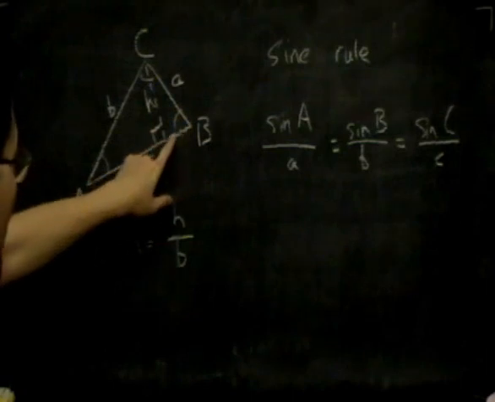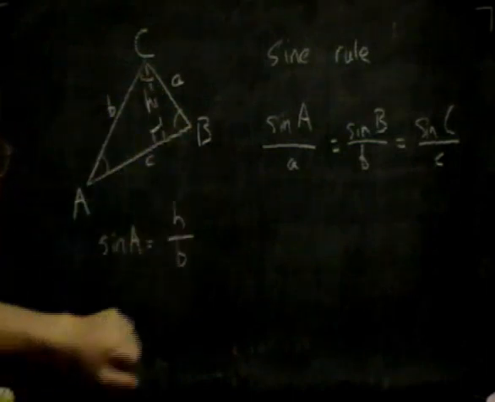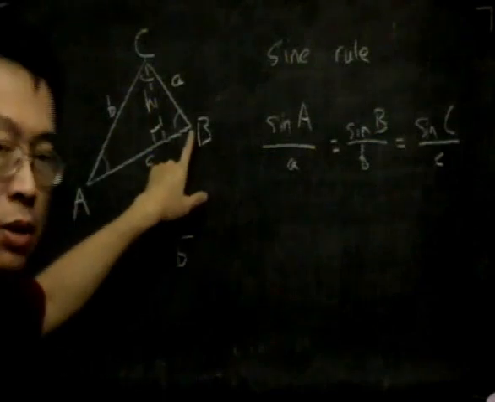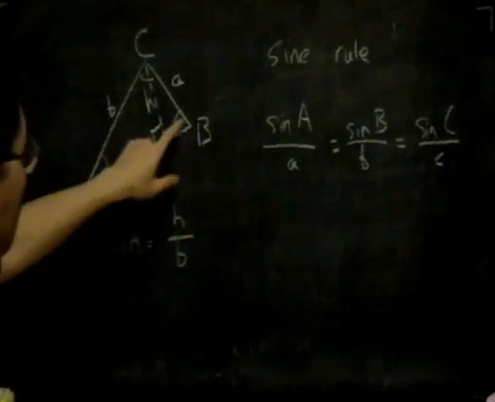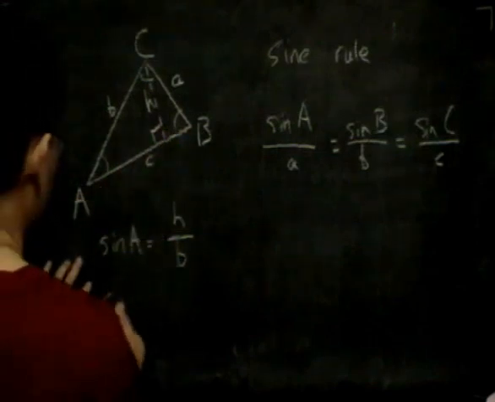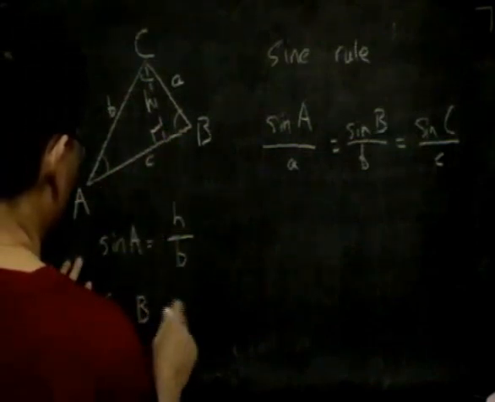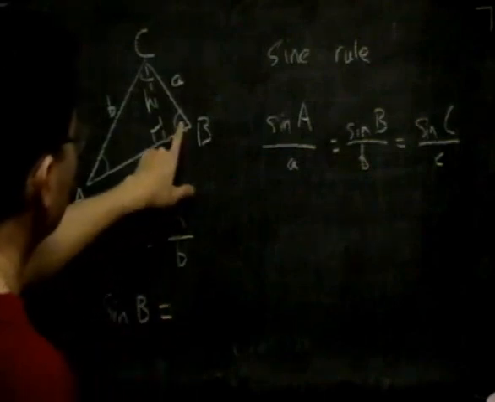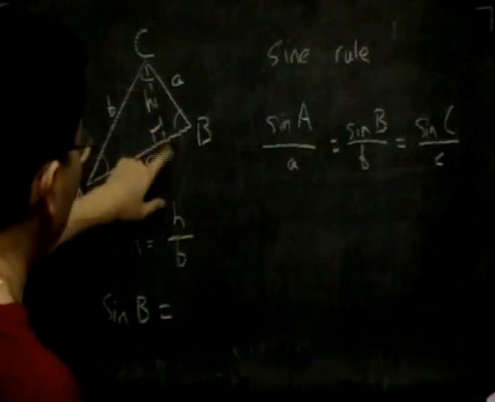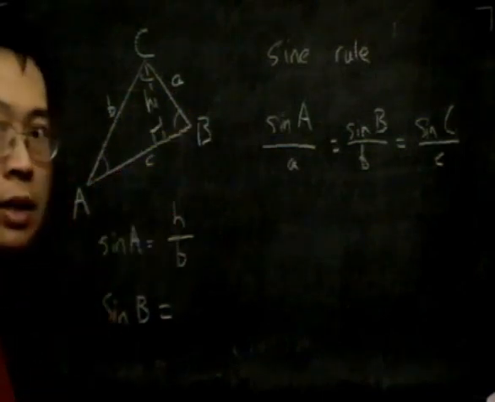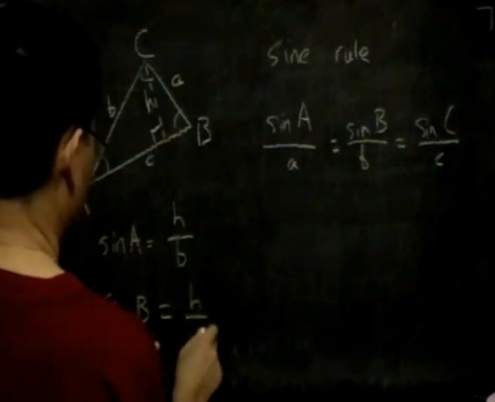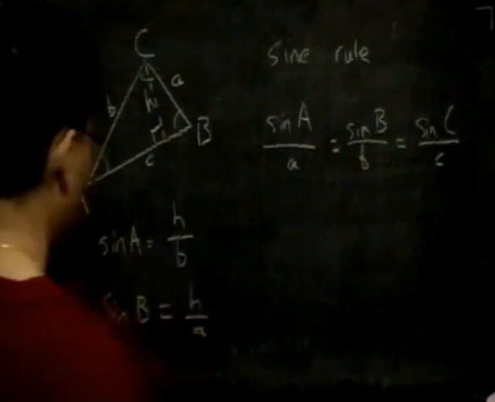Now, look at this other right-angled triangle with the sides a and h and the corner B. So this is a right-angled triangle as well. And if I think about the sine of the angle B, that would be h, the opposite, divided by a, the hypotenuse. So h over a.